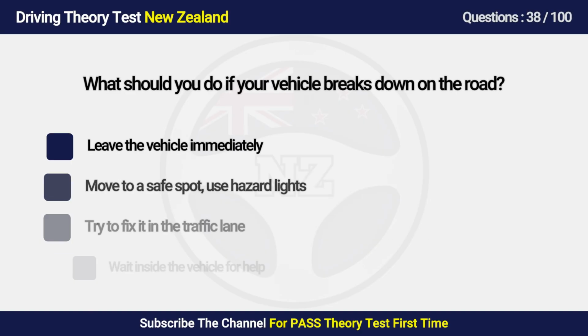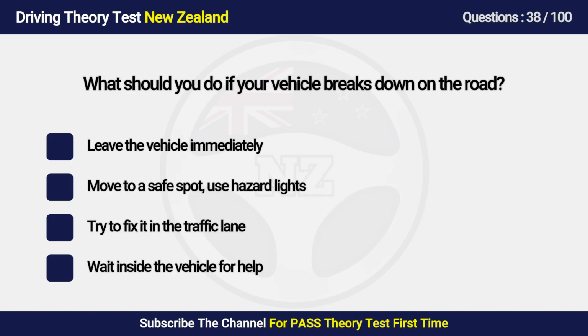Question 38. What should you do if your vehicle breaks down on the road? A. Leave the vehicle immediately. B. Move to a safe spot, use hazard lights. C. Try to fix it in the traffic lane. D. Wait inside the vehicle for help.